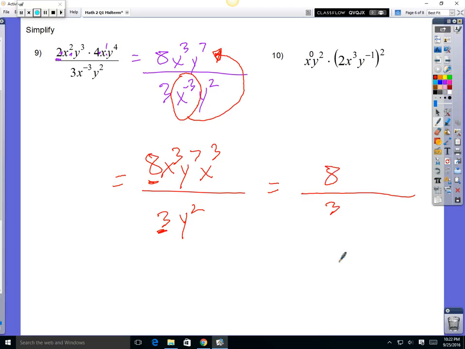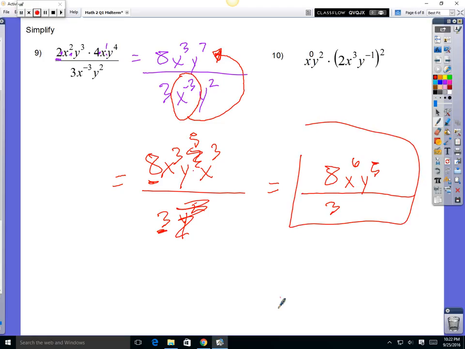8 and 3. Your x's, x cubed and x cubed is going to be x to the 3 plus 3, so that's x to the 6. And then your y's, now look, y's on top and y's on bottom. 2 of these y's on bottom are going to divide out 2 of the y's on top. So you have 5 left over on top. So on top you should have y to the 5. That is where you end up. You cannot simplify any further. 10.